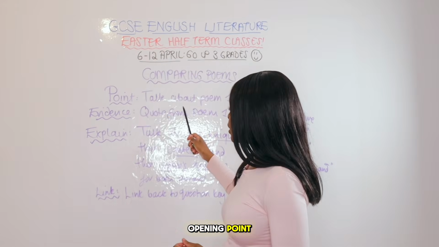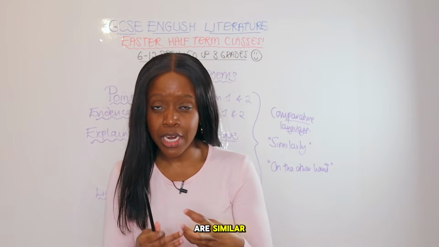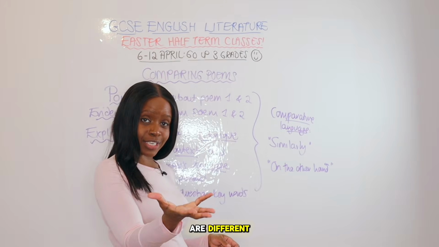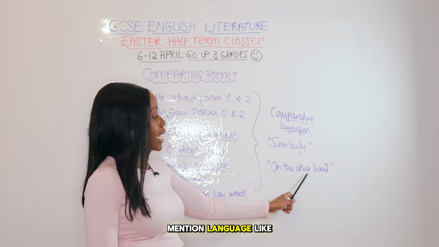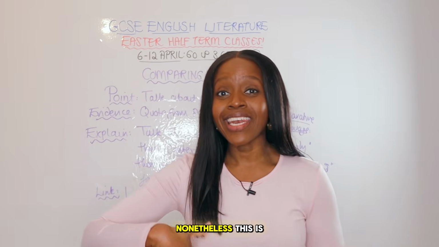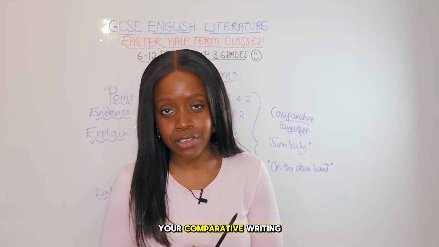So in your opening point, talk about both poems 1 and 2. If you're writing about why they are similar, use language such as similarly, equally, and so on. If you're talking about how the two poems are different, mention language like, on the other hand, however, nonetheless. This is comparative language. You need to weave this into your comparative writing.